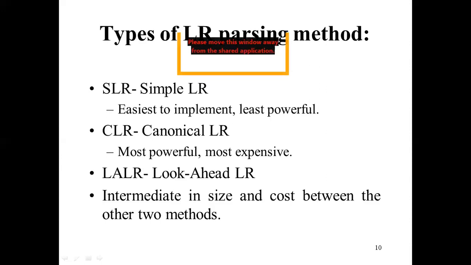Another LR parser is canonical LR. It is the most powerful and most expensive. The third one is LALR, look ahead left to right, the look ahead LR parser. It is intermediate in size and cost between the other two methods. So these are the types of LR parsing methods: first is SLR, second is CLR, third is LALR. The LALR is intermediate in size and cost between the other two methods.